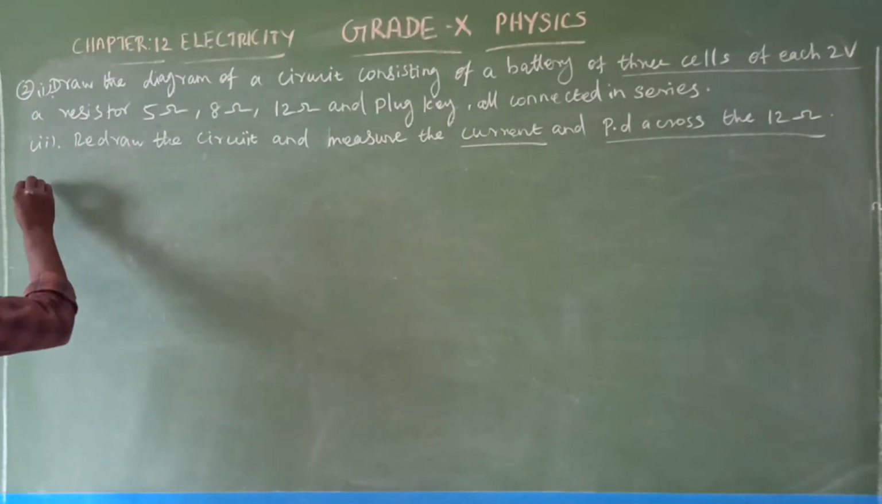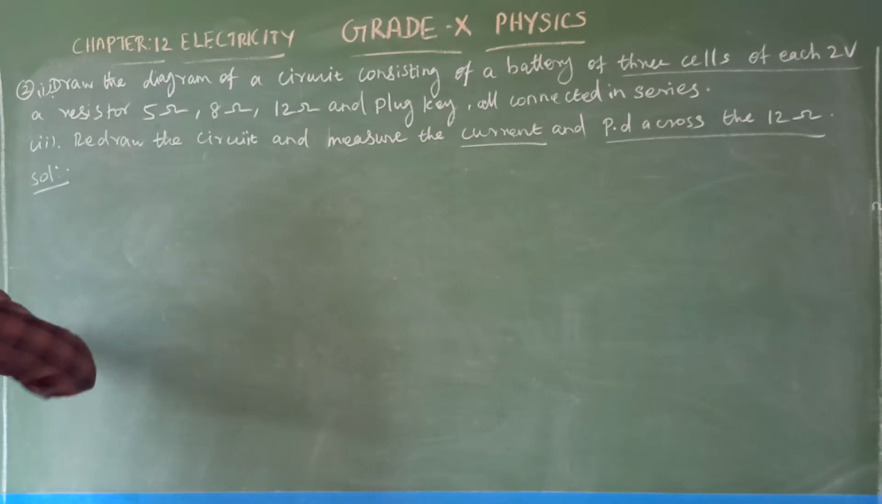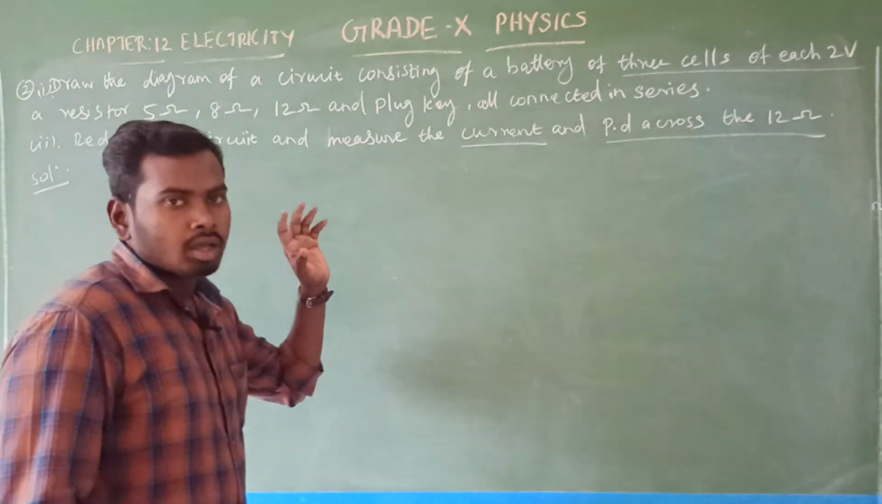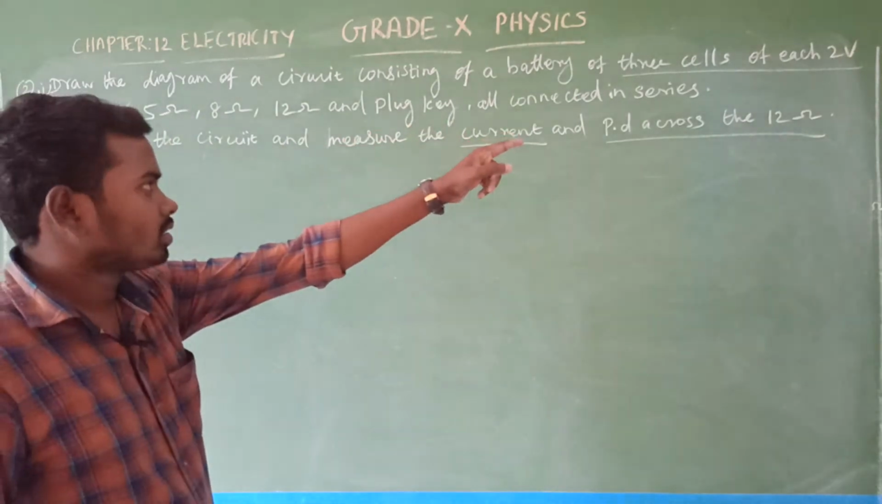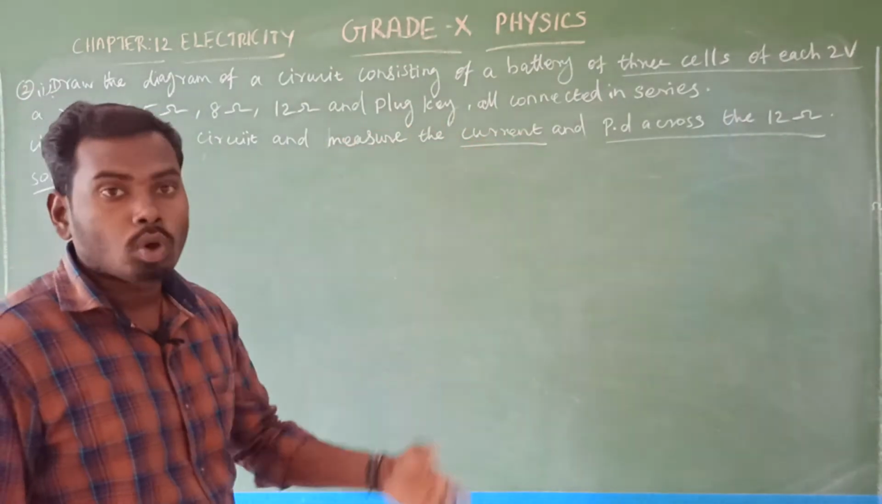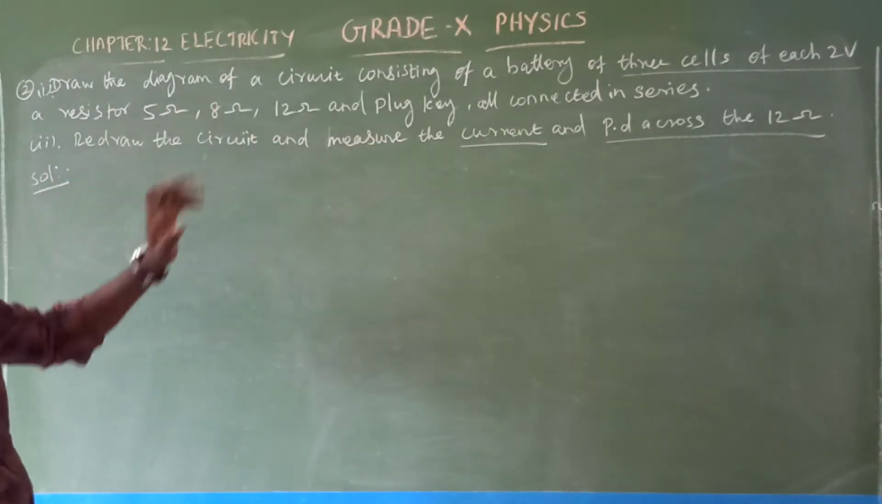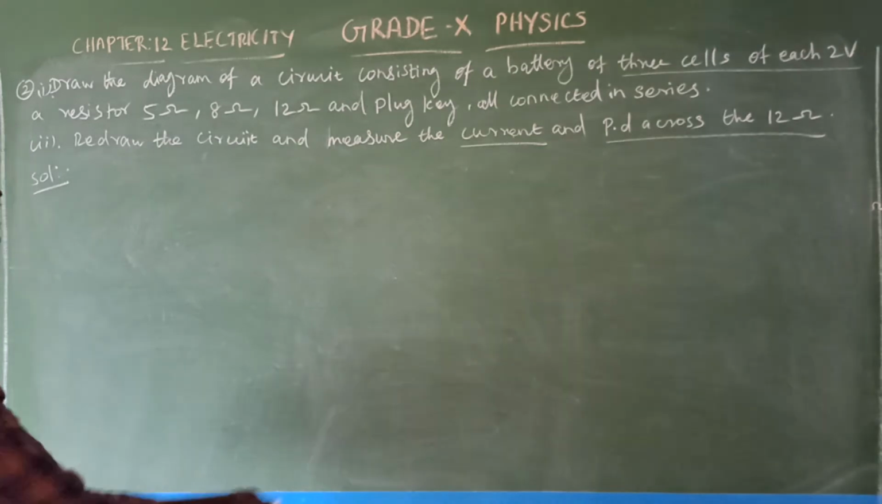First solution. Draw the diagram of the circuit consisting of a battery. First, we need to make a circuit diagram. That circuit diagram consists of a battery of 3 cells, each 2 volt, then resistors 5 ohm, 8 ohm and 12 ohm, and a plug key. That's all, so make that.